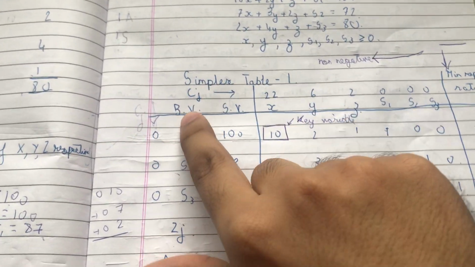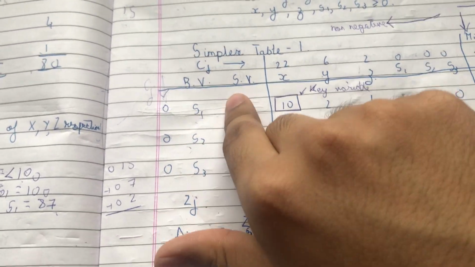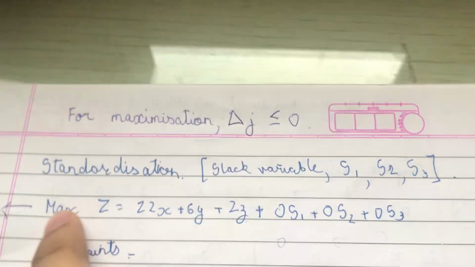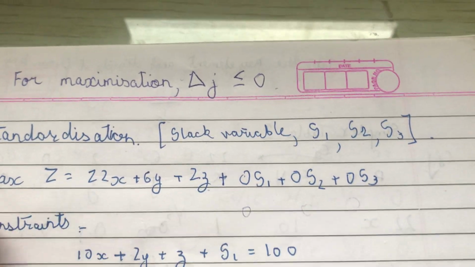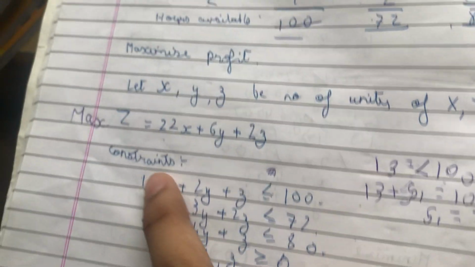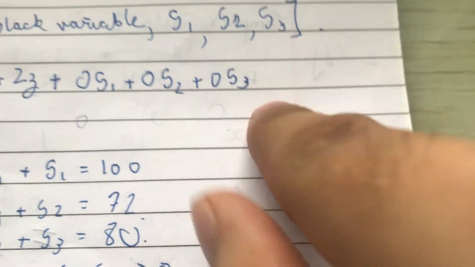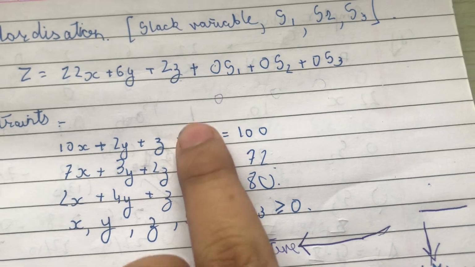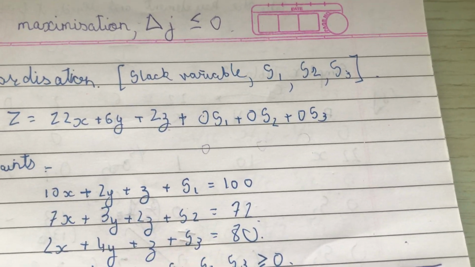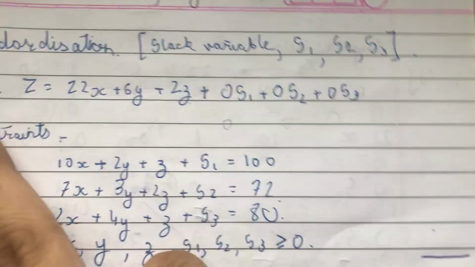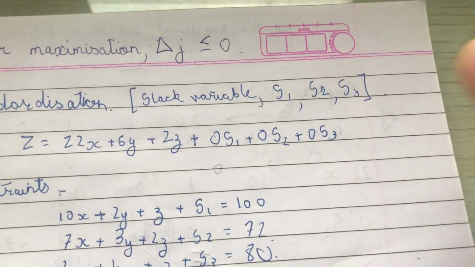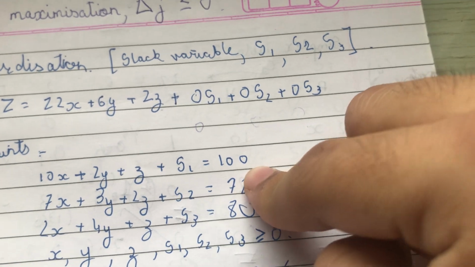Again, now we go with the simplex table. Simplex table 1, you write basic variable, you write SV, you write x, y, z, s1, s2, s3. I forgot to mention the maximize z equation. Maximize z equal to 22x plus 6y plus 2z, plus 0s1 plus 0s2 plus 0s3. Why? The variables that we have introduced have to be taken care of in the maximum z. Then why 0? Because we want minimum slack. We want all the hours to be used.